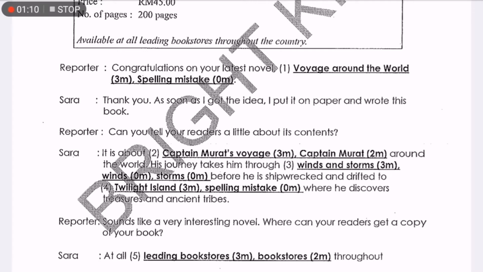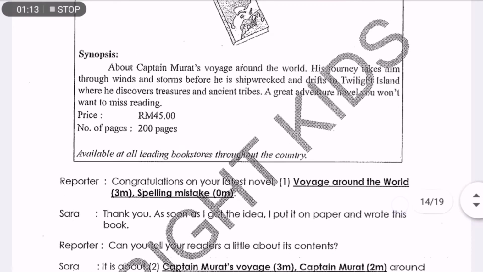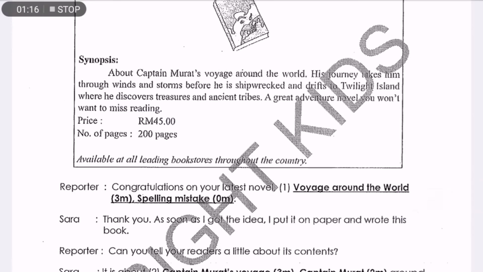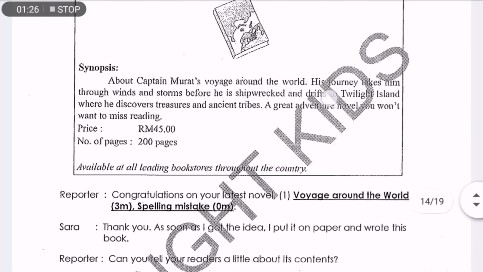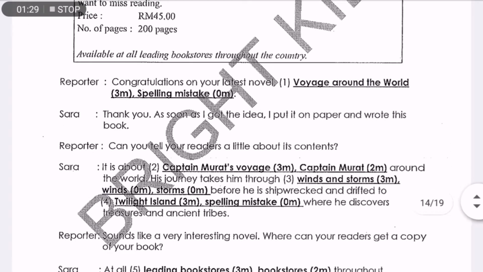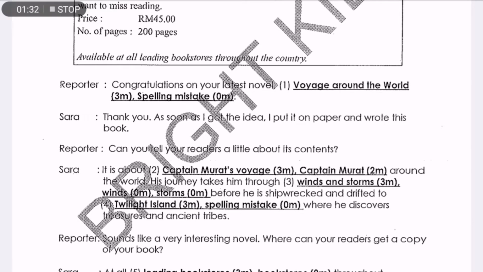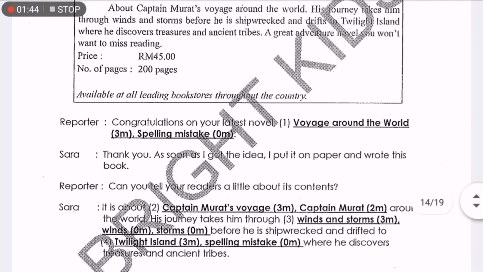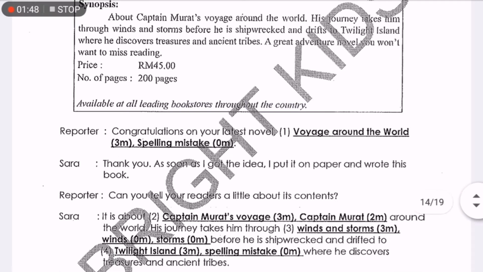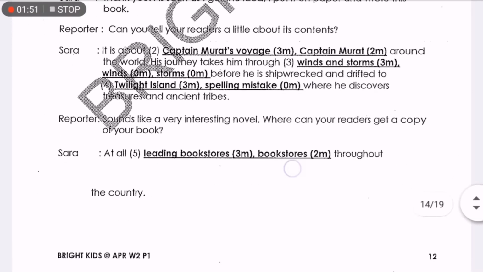His journey takes him through, now look at the keyword here, through. Let's find over here, through winds and storms, before he is shipwrecked and drifted to, again the keyword here, to Twilight Island, where he discovers treasures and ancient tribes. The reporter says, sounds like a very interesting novel. Where can your readers get a copy of your book? Sarah said at, again the keyword, at all leading bookstores throughout the country. So this is the answer here, leading bookstores throughout the country. That's how you answer the first question.